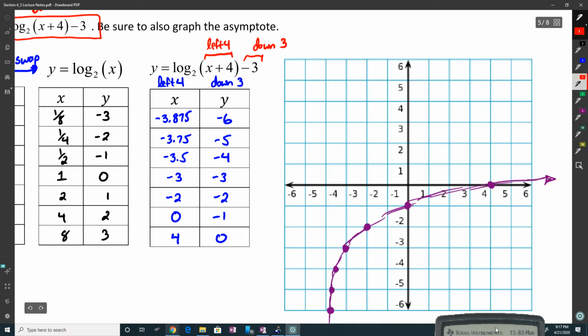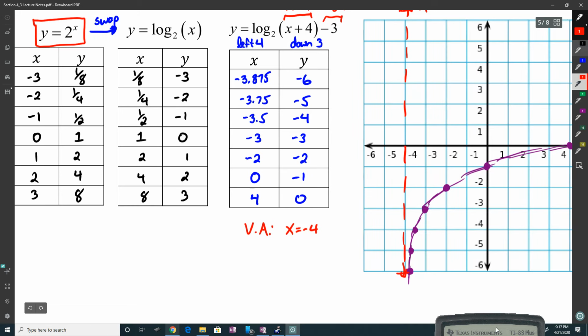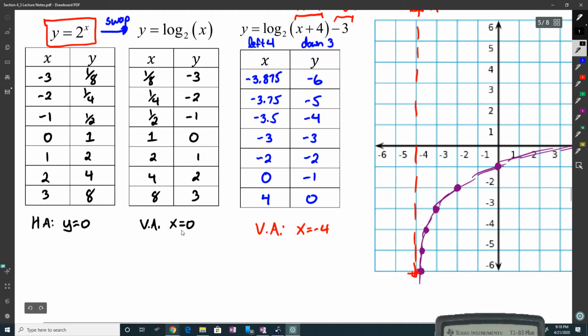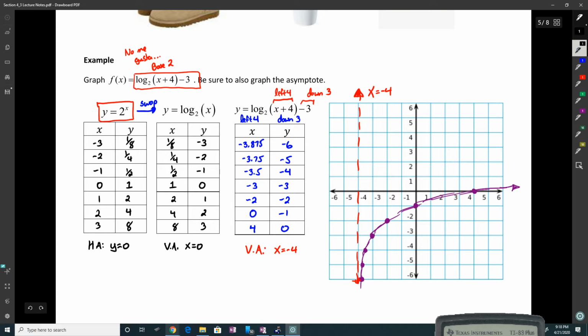Looking at it, I can see that I have an asymptote at x equals -4. So this is my vertical asymptote. Now, my default one, this has a horizontal asymptote at y equals 0. But since we swapped, this changes to a vertical asymptote at x equals 0. And since I went left 4, now it's x equals -4. So that's how you were supposed to tackle these problems.